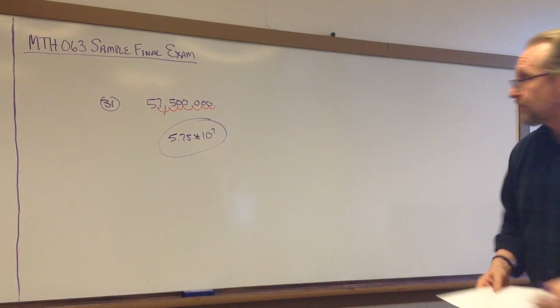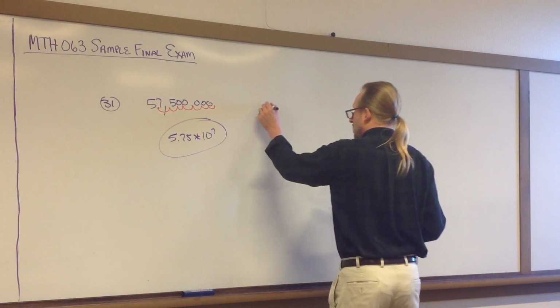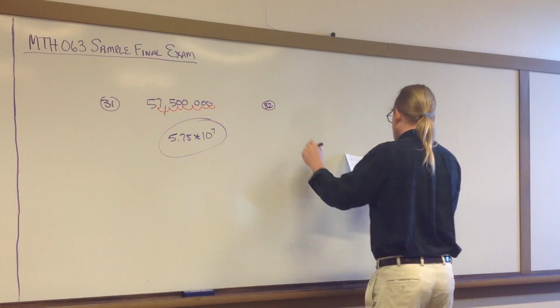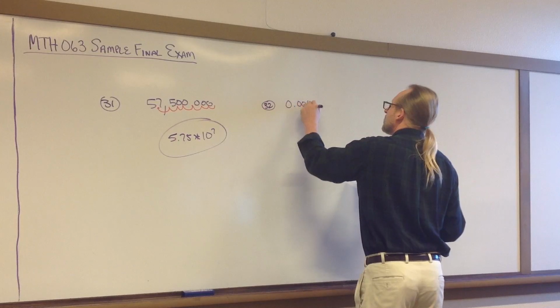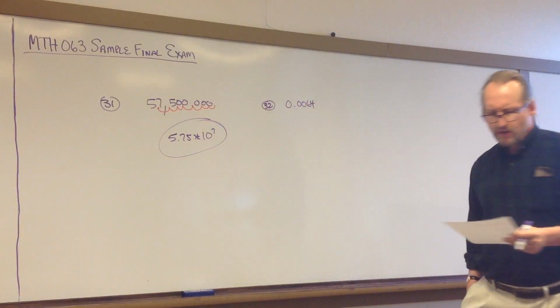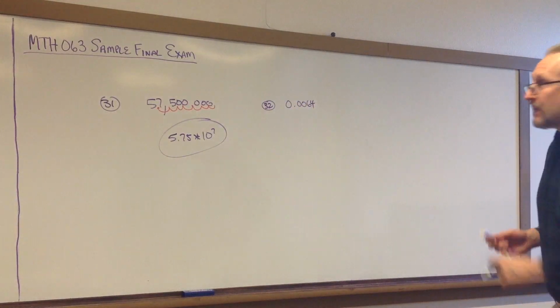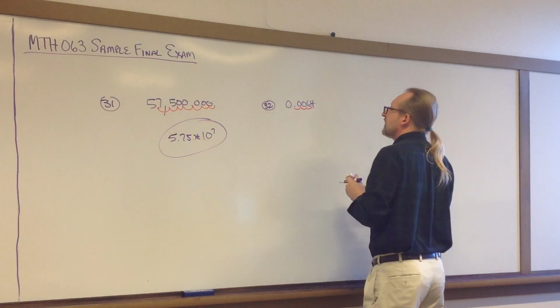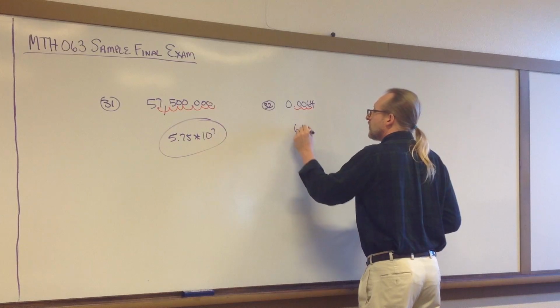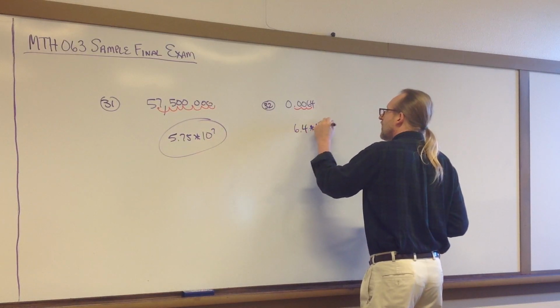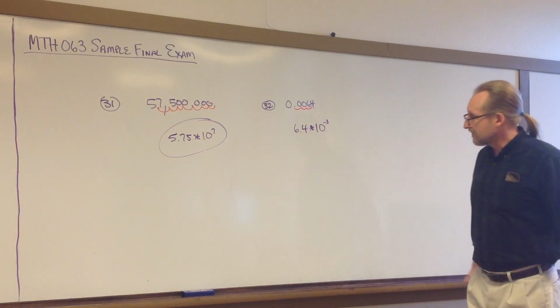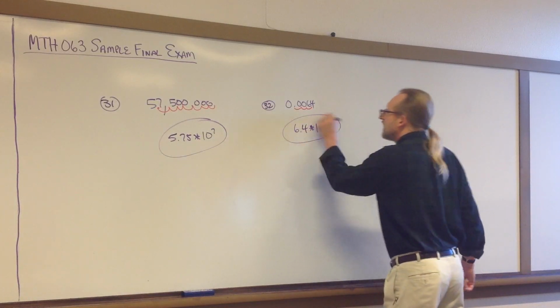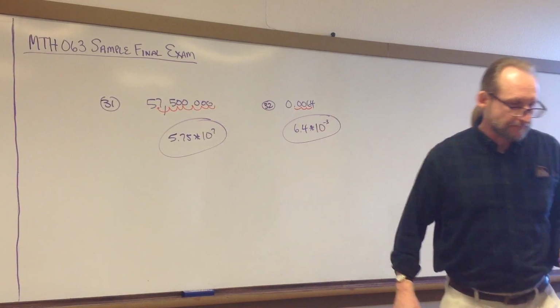Alright, same thing with problem 32. It's just we're going in the opposite direction. 0.0064. If we want to make this scientific notation, we go 1, 2, 3 places to get a number between 1 and 10. And so that is 10 to the negative third. 6.4 times 10 to the negative third.